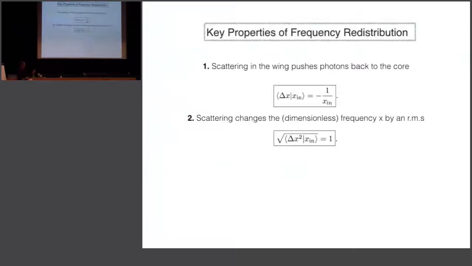The other important thing is that you can ask what is the root mean square change in the frequency with scattering. That turns out to be 1. So the RMS change between x_in and x_out is of order 1. Every time a photon scatters, there's a change to the frequency, which makes a change to the cross-section, because the cross-section is so strongly frequency dependent. A change to the frequency is a change to the cross-section, and so a change to the mean free path of the photon.